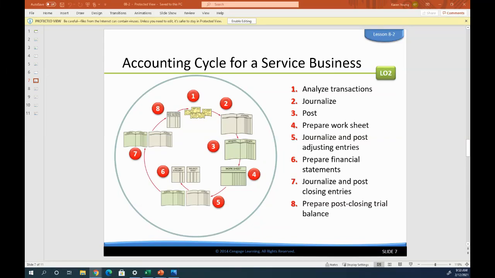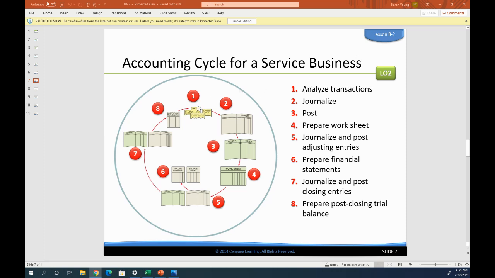Hello, everyone. This is Chapter 8. We are going to be completing the accounting cycle for our service business this week. So, before we go forward, let's take a look back at what you've already done with our accounting cycle.